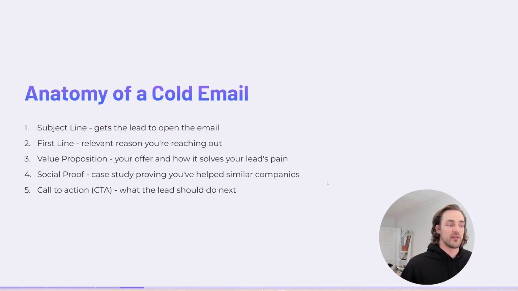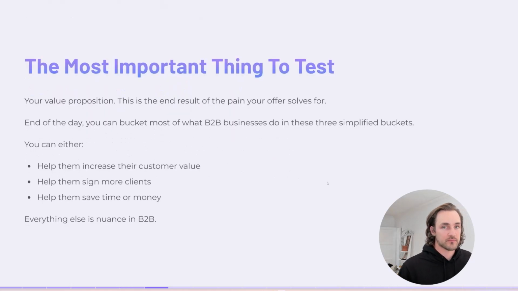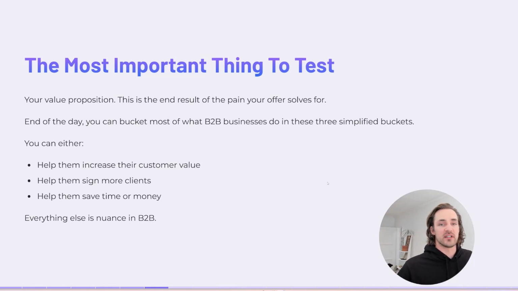So this is, in other words, what your offer is to the prospect and how it solves your lead's pain points. Next, we have social proof. So this is a case study proving you've helped similar companies. And then we have a call to action. In short, what should the prospect do next after reading your email? So the most important thing to test in any cold email is simply going to be your value proposition.